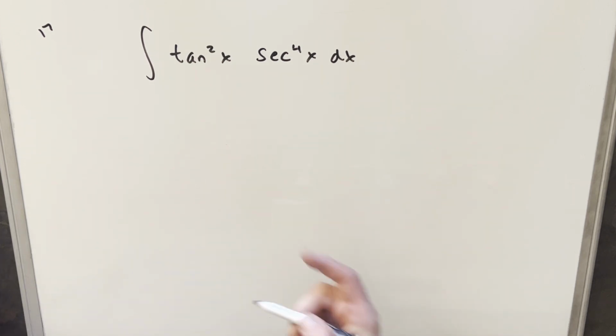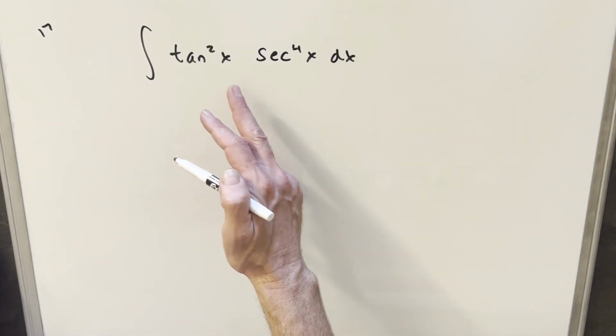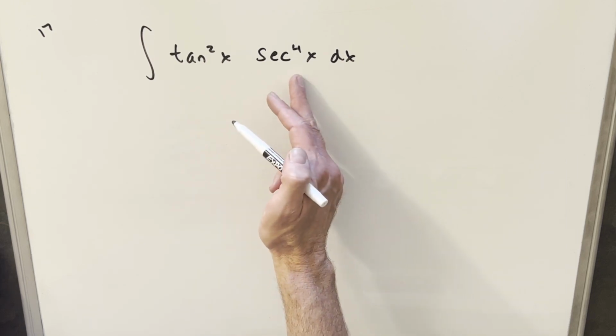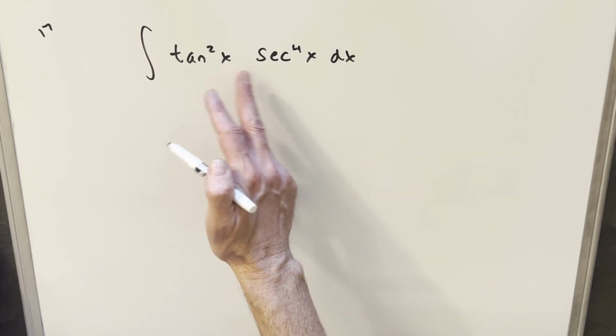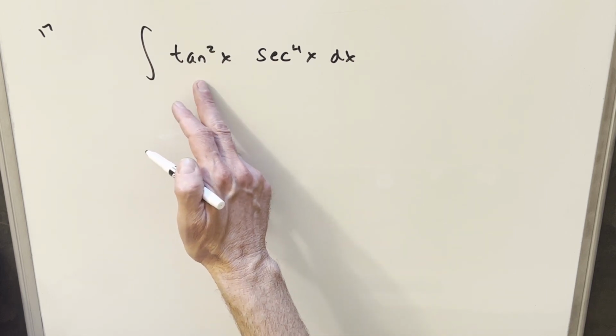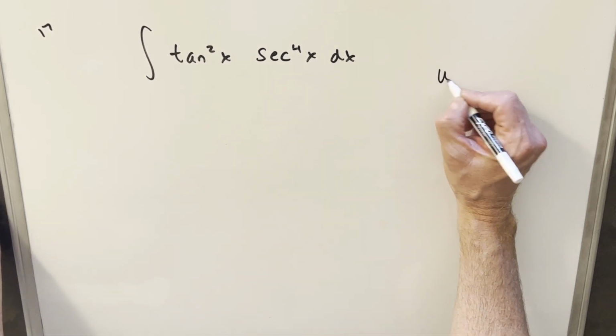I think the important thing to know is the derivative of tangent is secant squared. Now, the derivative of secant is secant times tangent, but I don't really want to do it that way. I think the key here is because we have even exponents on the powers, we want to do it with our u substitution for tangent and not our u substitution for secant. So let's just do this right away.